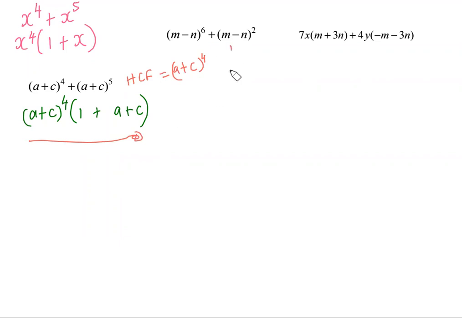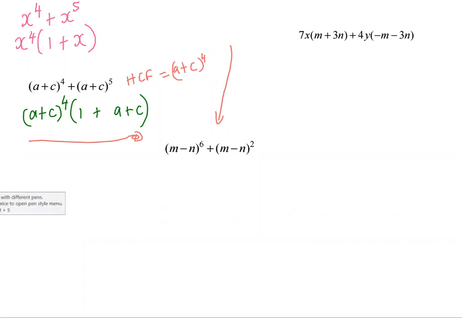Okay? Let's look at this and see. Let's just bring it down here and see what we can do. Now, in this case, we are given m minus n to the power of 2 and m minus n to the power of 6. We take the lower order. Remember, we take m minus n squared.